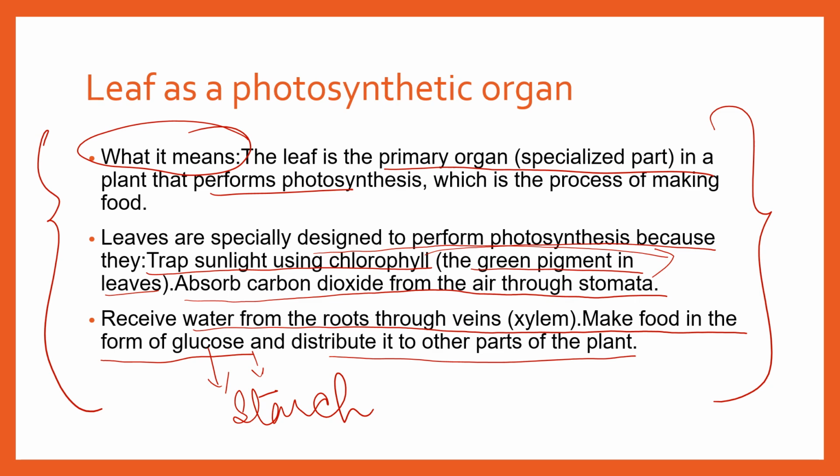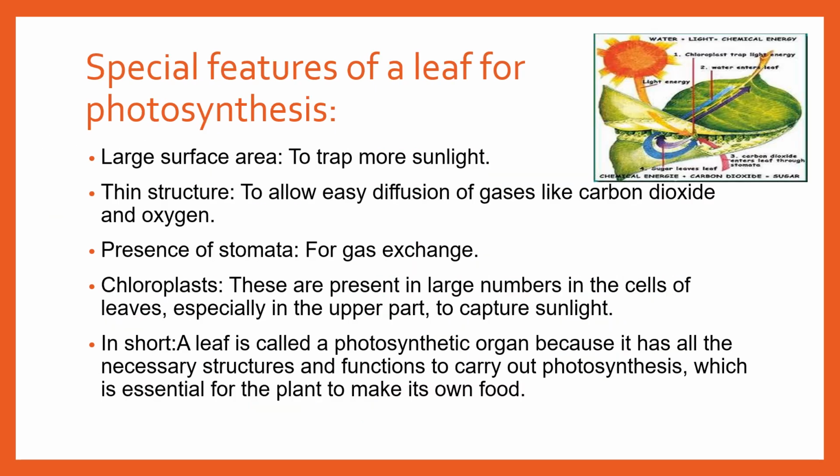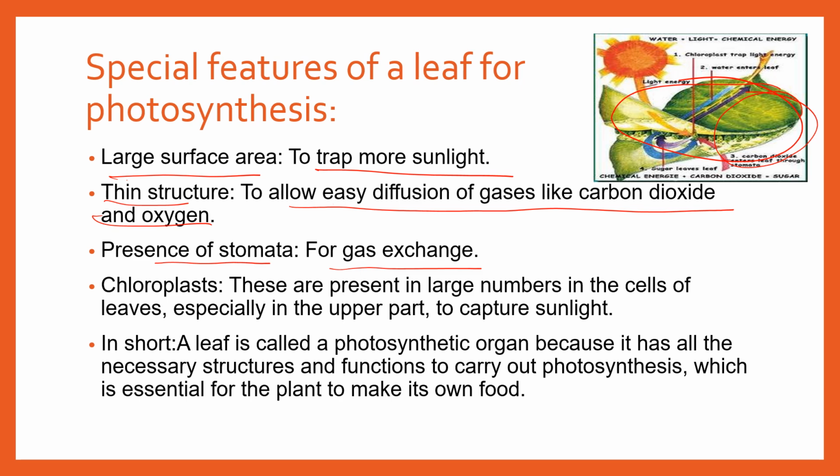Is it clear to all of you now? Once again, we will stress the special features of the leaf. What are the special features? Large surface area: it has a broad, large surface area to trap more sunlight. Thin structure to allow easy diffusion of carbon dioxide and oxygen. Then the presence of stomata for gaseous exchange.